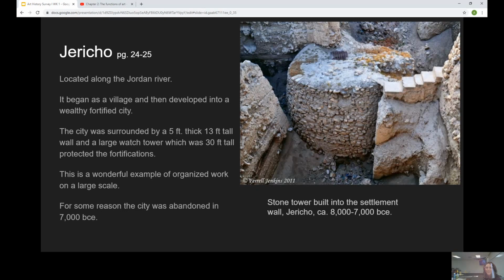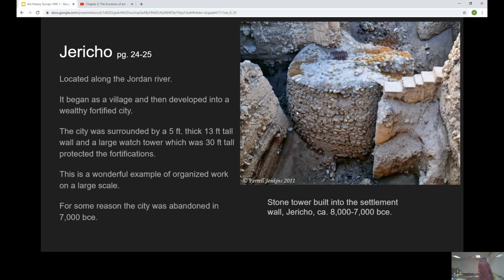And we know there were walls. The city was once surrounded by 5-foot thick, 13-foot tall walls. Yeah, it really existed. Holy cow. And it had watchtowers that were 30 feet tall, placed around the fortification. Right here is the remnants of one of the watchtowers.